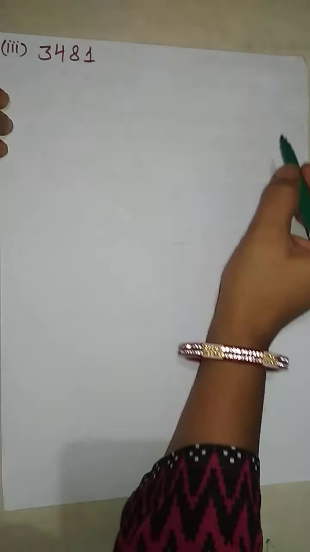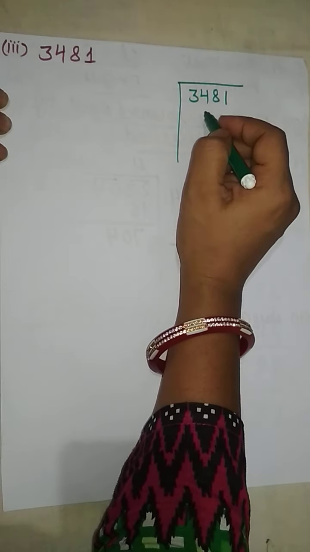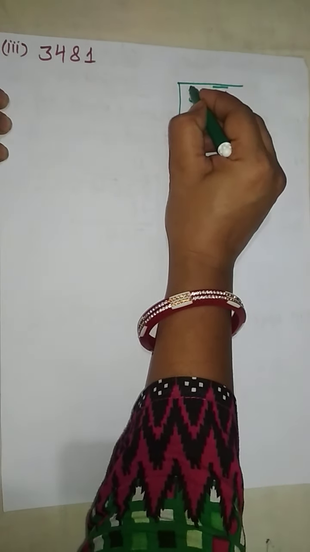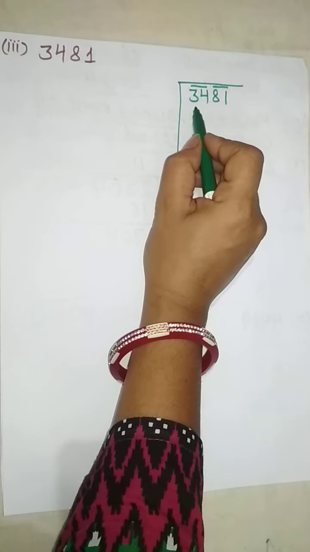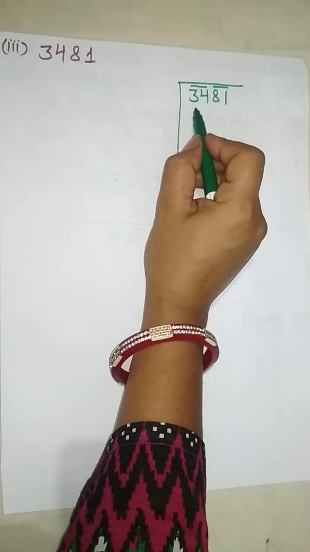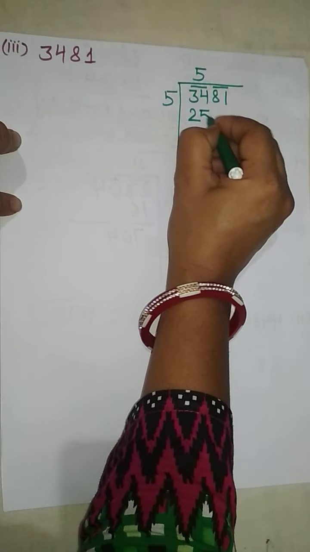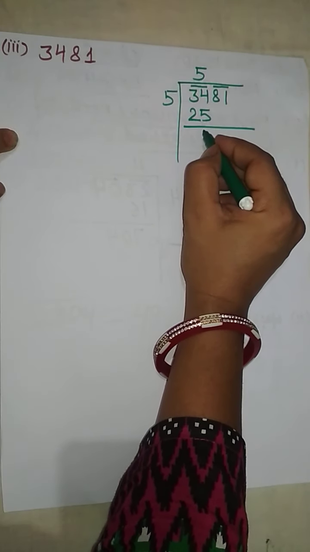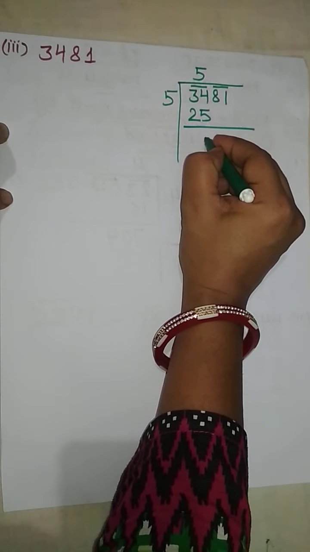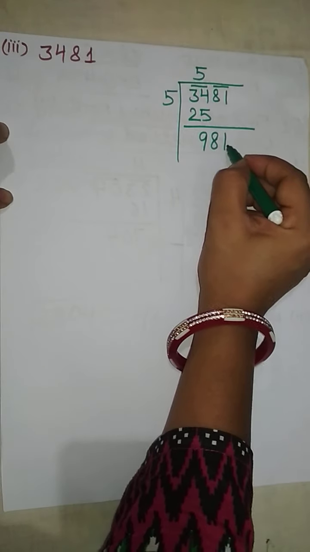Next part is 3481. Firstly, make the pairs. These are the two pairs. Again see the square number which is near to 34. It is 5 5s are 25. So here I would write 5, 5 5s are 25. 34 minus 25 is 9. 981. I'll carry a pair, 81.